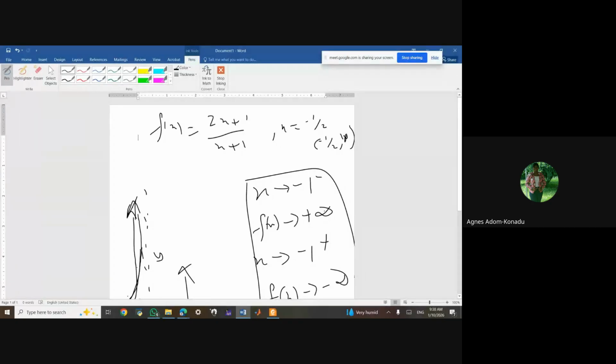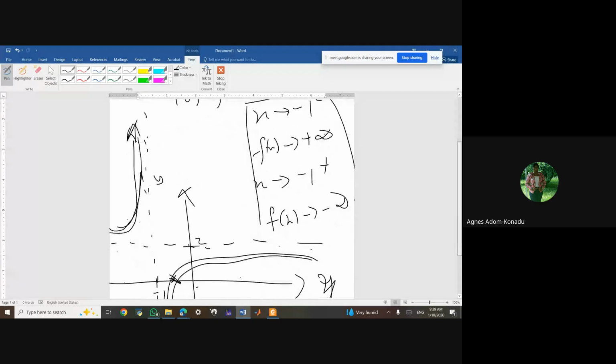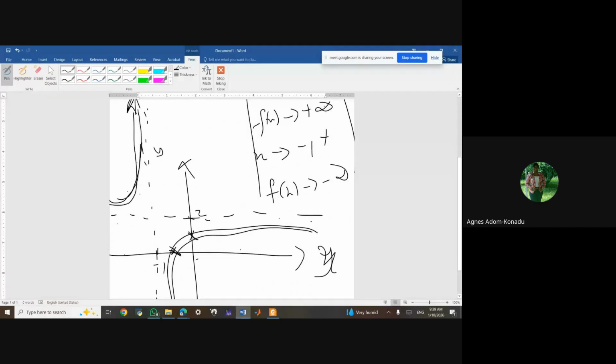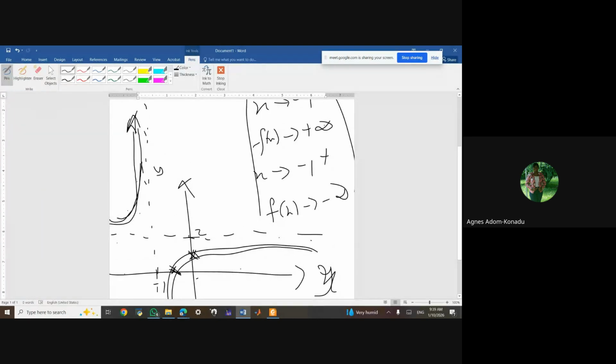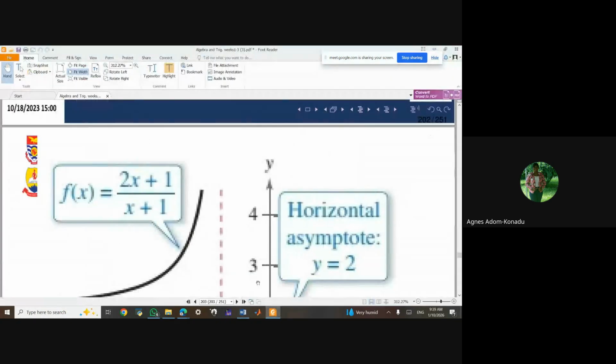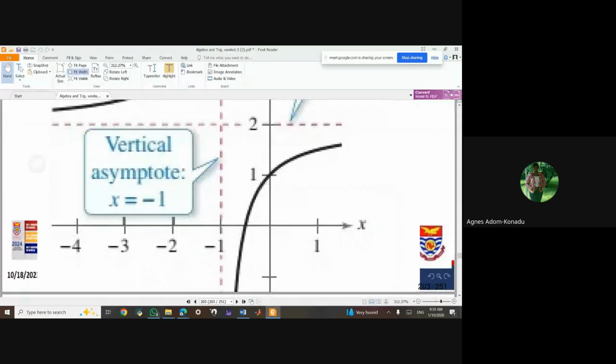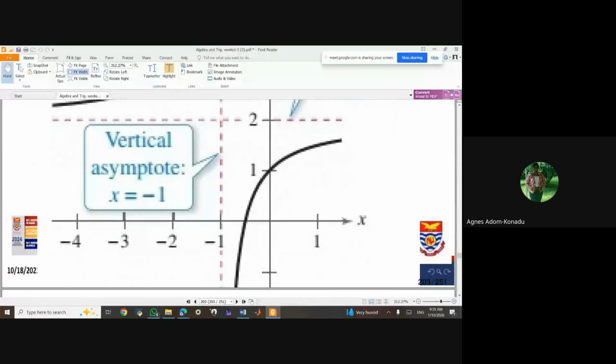Then you find your y-intercept. At the y-intercept, x is equal to 0. So there you're going to get 1. So that would be 0, 1. You plot that one too. And then you plot some points. Maybe when x equals 3, you have something here. When x equals 5, you plot a few points, and a few points here. So that will give you your graph. Okay, so when you sketch, you're going to get something like this. That's what we did.